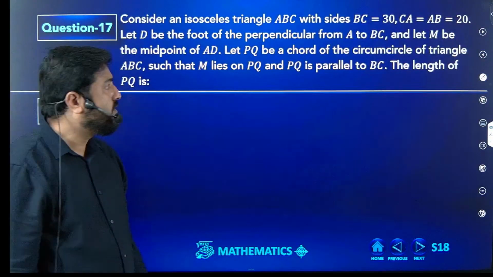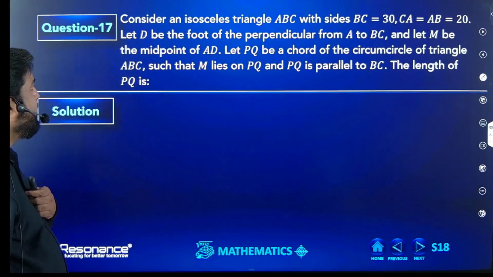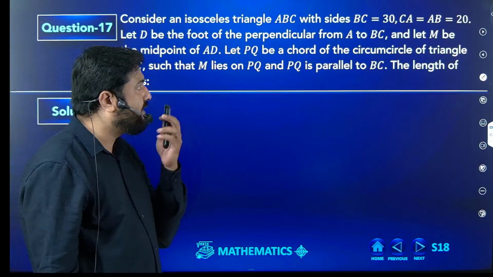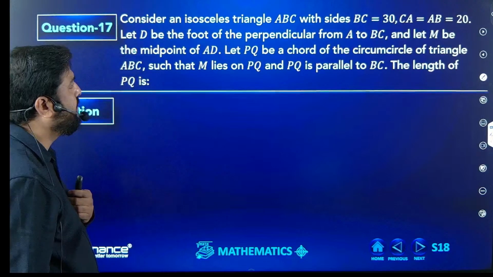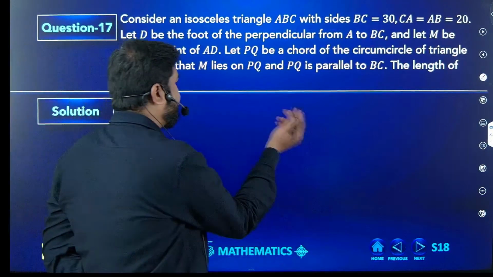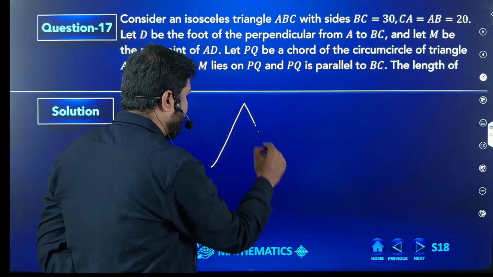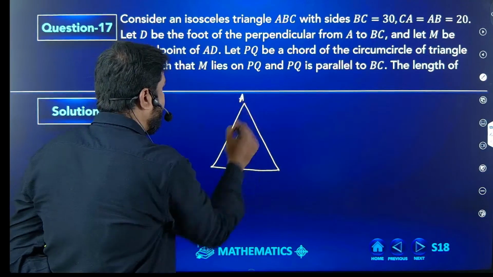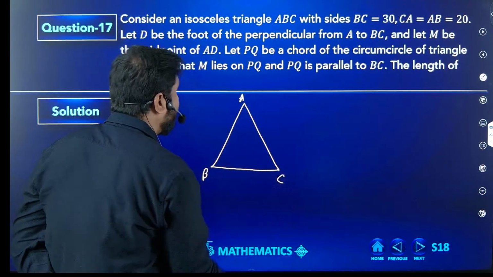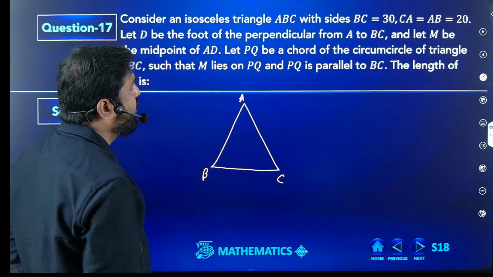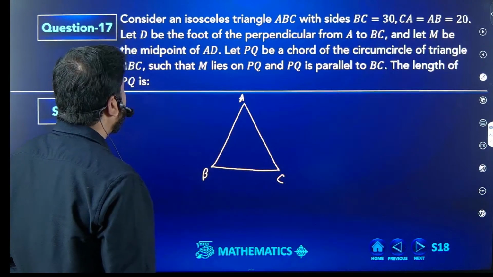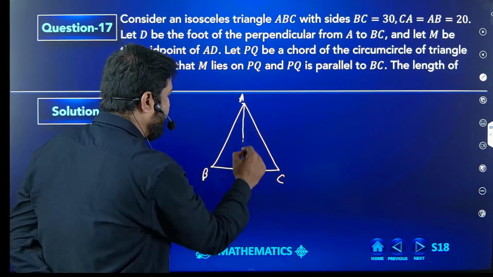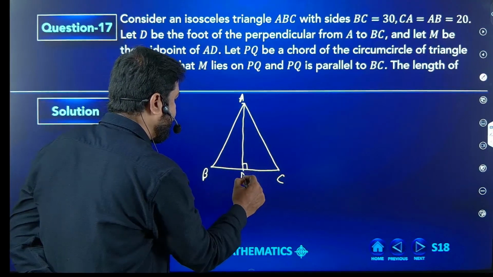The next question is based on a geometrical problem. Given: consider an isosceles triangle ABC with side BC equal to 30, and CA and CB like this. Suppose this is the given isosceles triangle. This is A, this is B, and this is C. AB and AC are 20 each. Let D be the foot of the perpendicular from A to BC. Now draw a perpendicular. This is D.